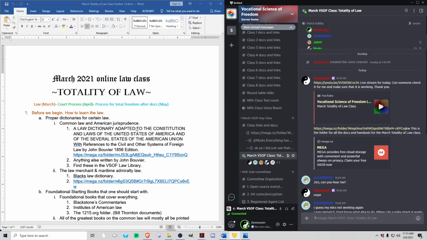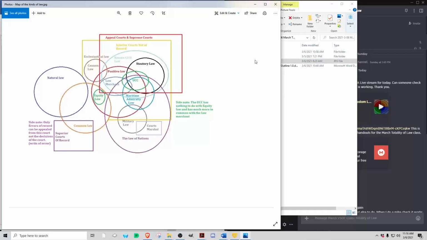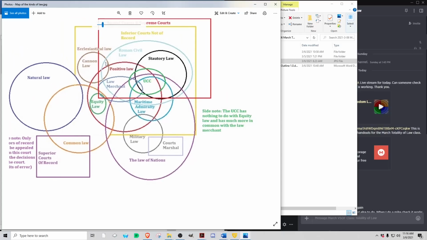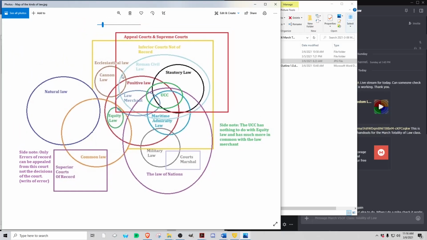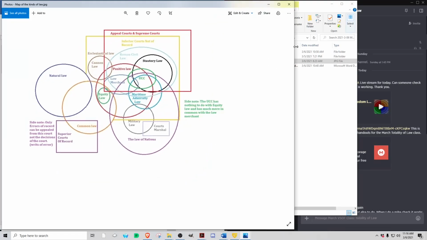So let's start by opening up the March Totality of Law class outline 1.0, and if you have downloaded the whole folder onto your hard drive, it should look like this in the beginning, and then under the handouts. So there's two things that I'd like everyone to open up, and that is the outline and the map of the kinds of law. I'm going to expand it out a little bit, and then move it over to the side as best I can, and I'll open it and close it throughout the day when I am specifically talking about various different parts of this outline.